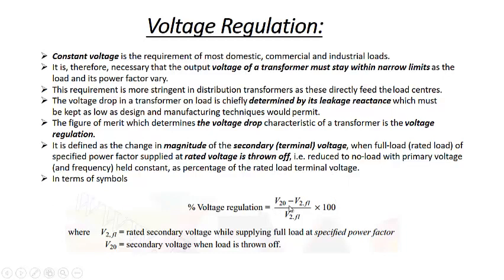In terms of symbol, it is known as V2 naught. That means the no load voltage at the secondary terminals, and then there is no load minus the full load voltage divided by the full load voltage into 100. So rated secondary voltage while supplying the full load at specified power factor, V2 naught will be the secondary voltage when load is thrown off. So this is what is meant by the voltage regulation.